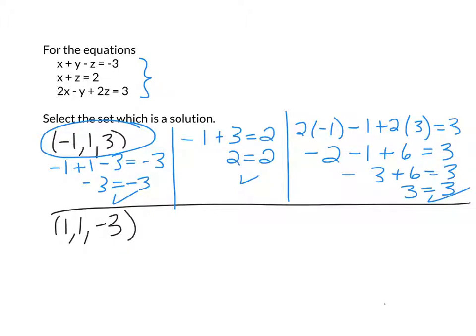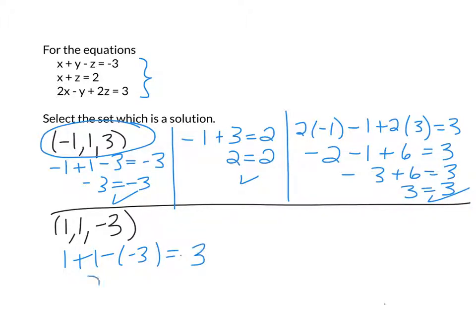So we're going to go down and check the next one, and we're going to start with the first equation, because if it doesn't fit the first equation, then there's not much sense in looking at the second and the third, because as soon as one equation does not fit, the solution does not fit, we're not going to carry on any further. So we substitute 1 for x, 1 for y, and minus negative 3 equal to negative 3.